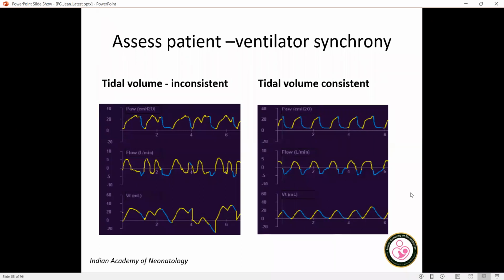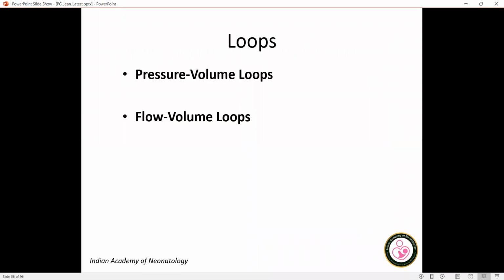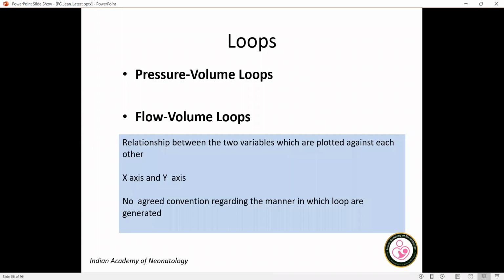This is assist control. Now coming to loops. So what is a loop? In a loop, the relationship between two variables is plotted against each other, and one will be on the x-axis and the other on the y-axis. But the problem with the loop is that there is no agreed convention. So each ventilator will have a different way of representing it, and another ventilator will have another way of representing it.